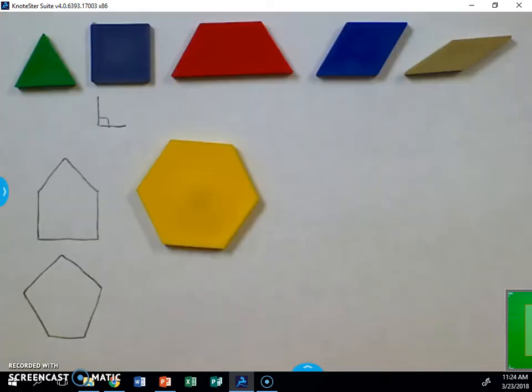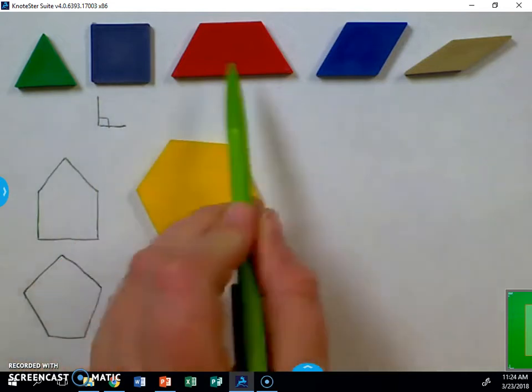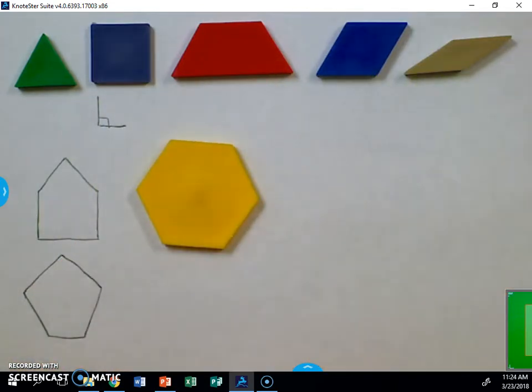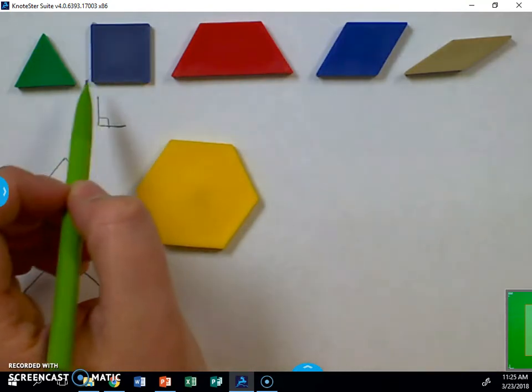On this paper here, you will see different examples of two-dimensional shapes. The first one we're going to talk about is a triangle. A triangle is any two-dimensional shape that has 3 sides and 3 angles. A quadrilateral is any shape that has 4 sides and 4 angles. So all 4 of these shapes right here are quadrilaterals. However, each of these shapes has a different name. This first one is a square.